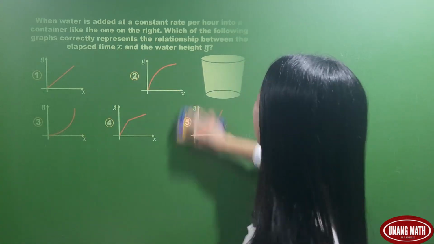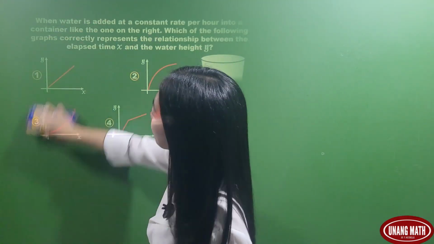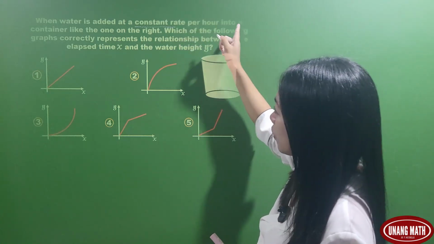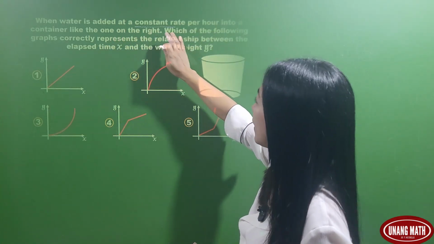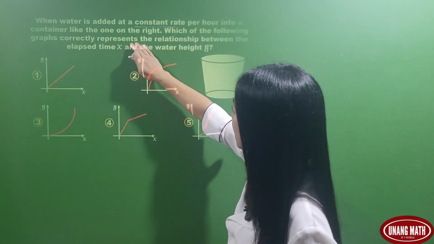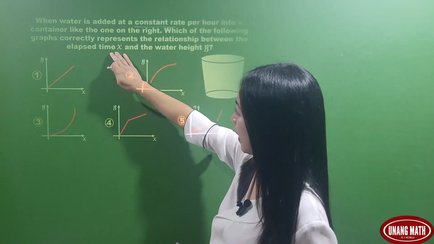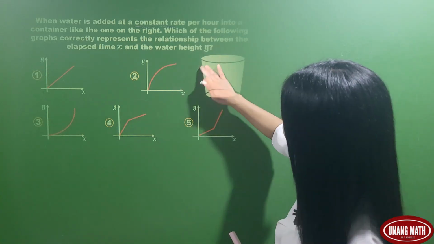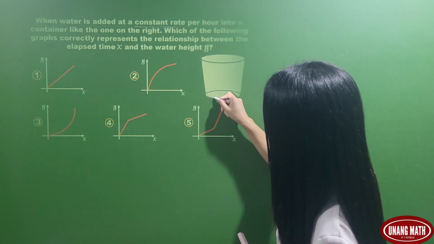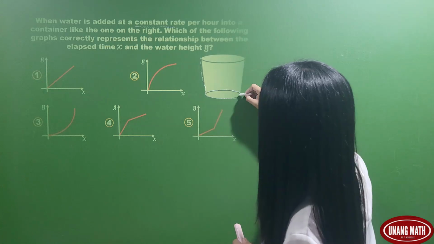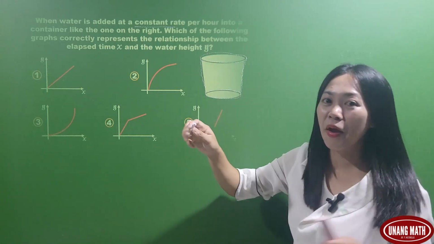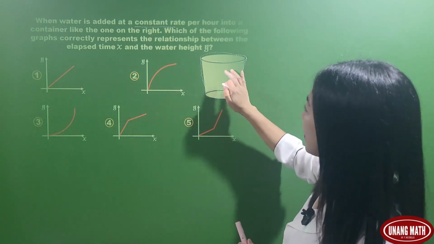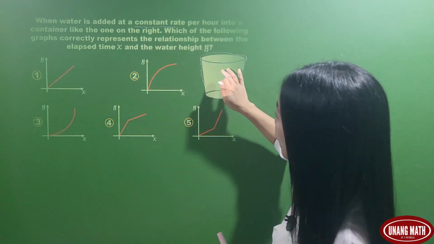Okay, this time, let's also answer this problem. When water is added at a constant rate per hour into a container like the one on the right, which of the following graphs correctly represents the relationship between the elapsed time, x, and the water height, y? Okay, the container looks like this. If you're going to take a look at the container, the bottom part is smaller and the top part is wider or bigger. So we are going to find the correct graph for this kind of container if we're going to add water at a constant rate.